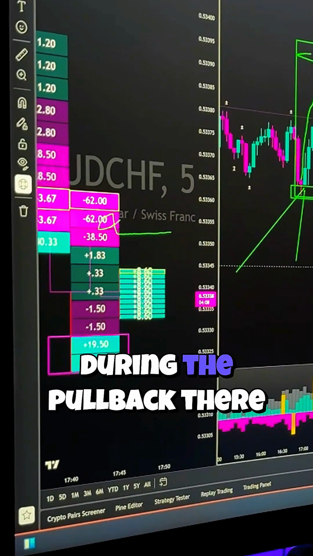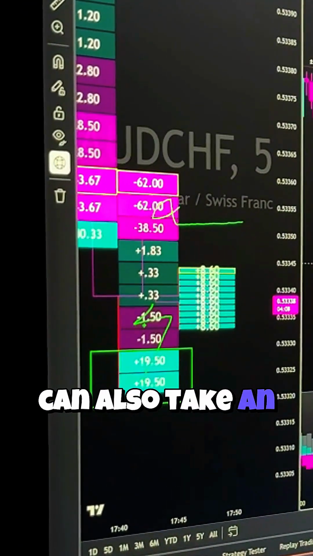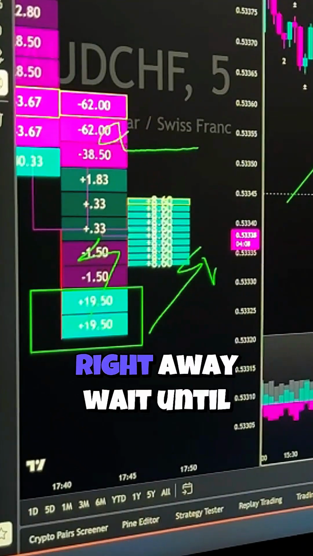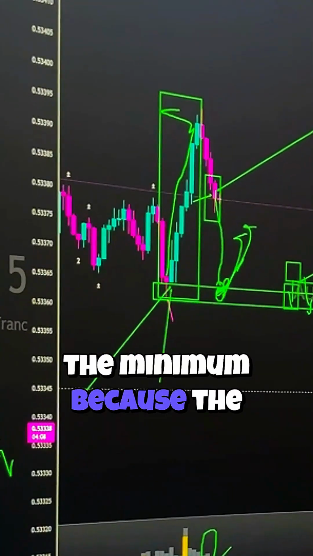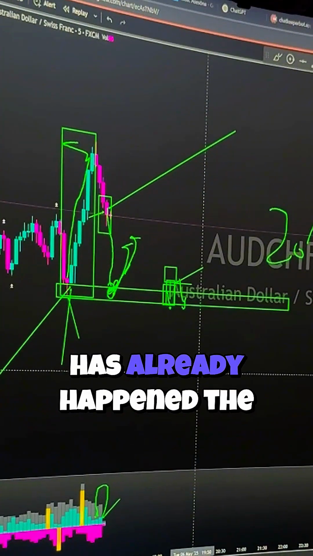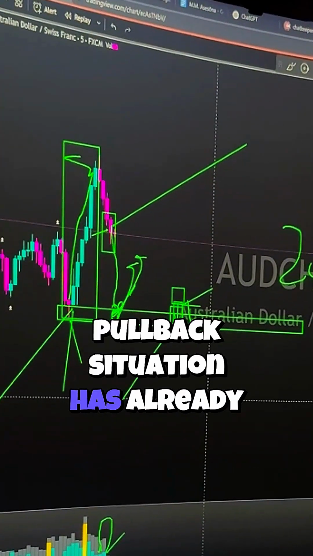If I see that during the pullback there's a buyer, I can also take an entry for an upward move. But guys, not right away. Wait until this candle closes. And then when it comes back down here to the minimum, because the pullback movement from the area has already happened, the pullback situation has already played out.